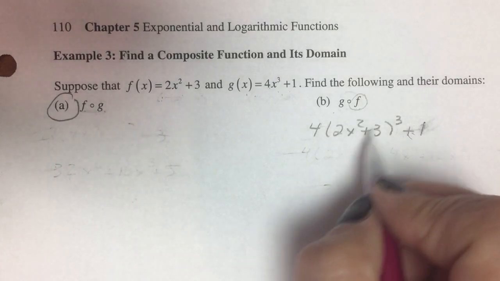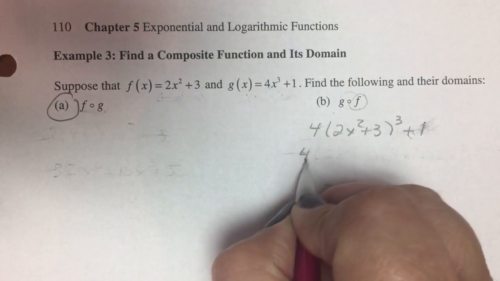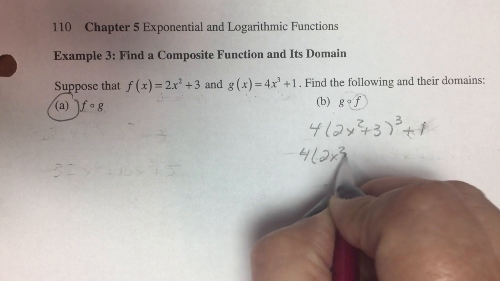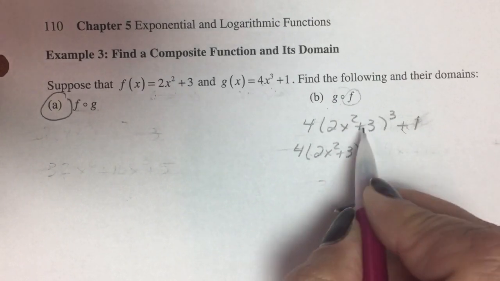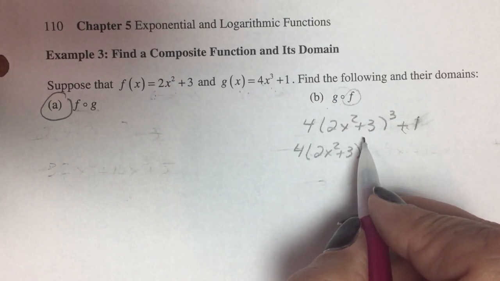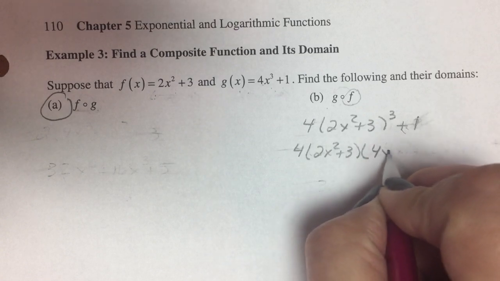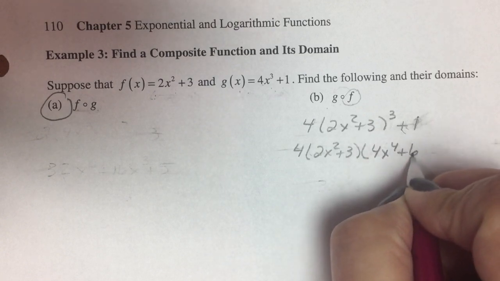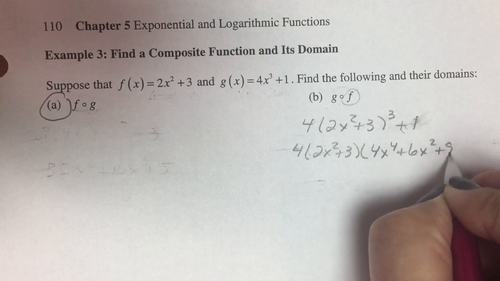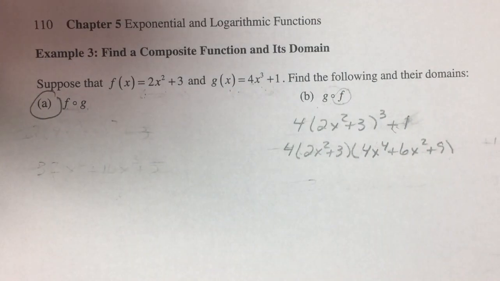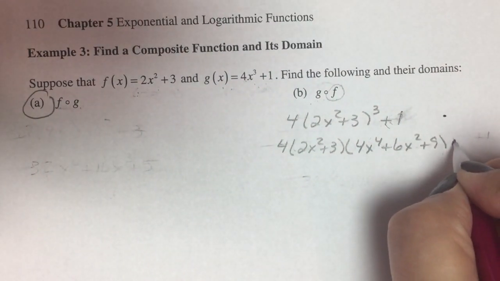Now we do the math. So I need to cube this out. Well, this will be fun. So I'm going to leave one of them alone, and then I'm going to square 2x squared plus 3. So that's going to give me 4x to the 4th plus 12x squared plus 9. And then plus the 1.